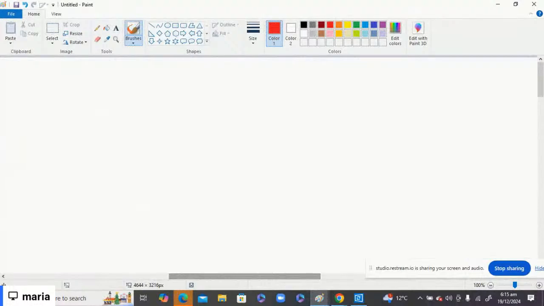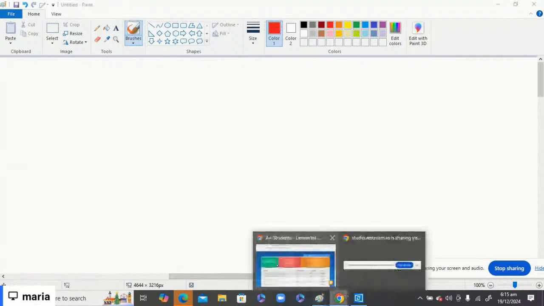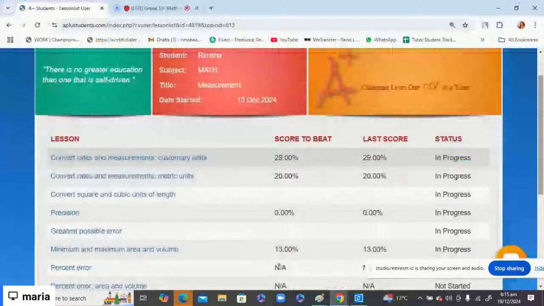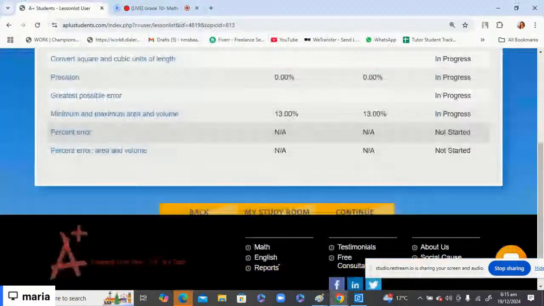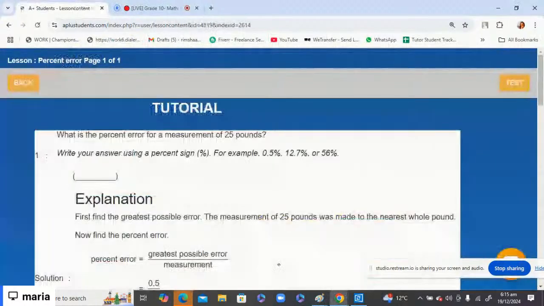Now let's start the next lesson. So we have done the maximum, minimum, area and volume. Now let's start the percent error. What is the percent error for the measurement of 25 pounds? Write your answer using a percent sign, for example 0.5%, 12.7%, or 56%.